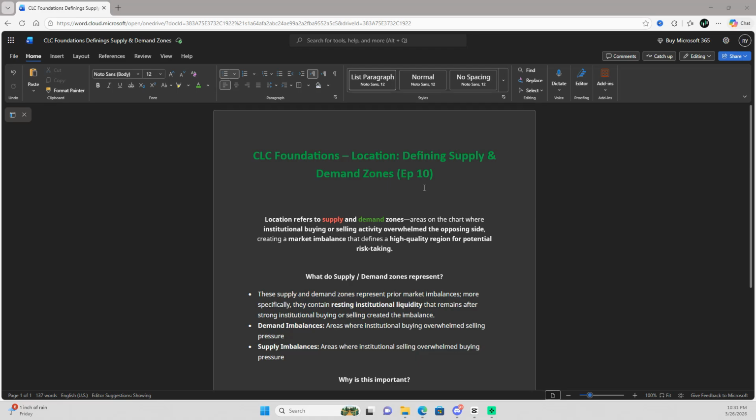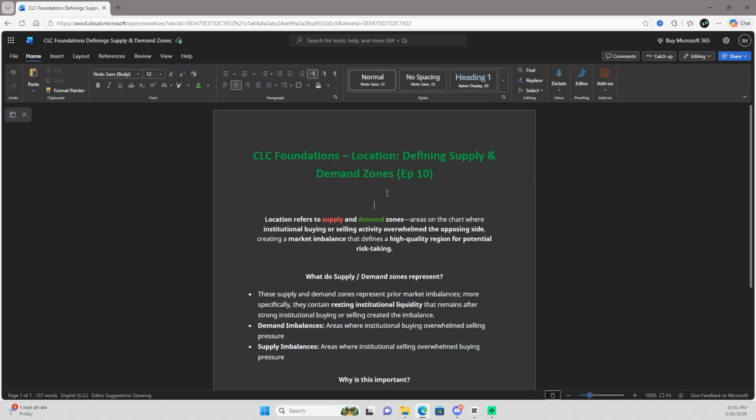All right, guys, episode 10 of the series here. We are now moving away from context and focusing on location. When we're talking about location, we are referring to supply and demand zones. So in this video, we're just going to be defining them and talking about what they represent and just really laying the base.